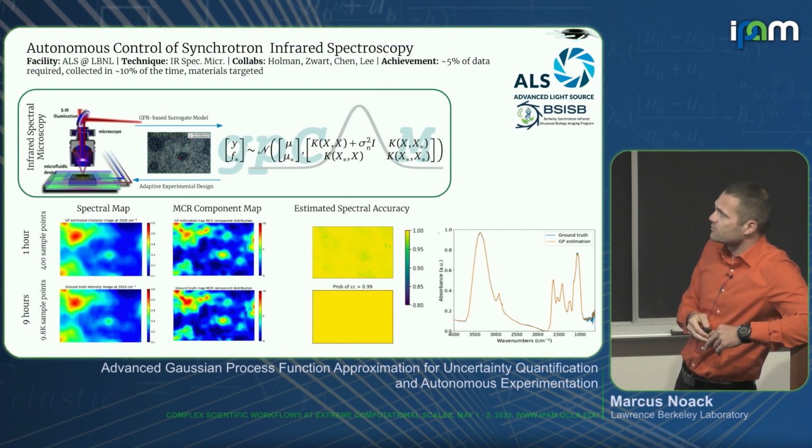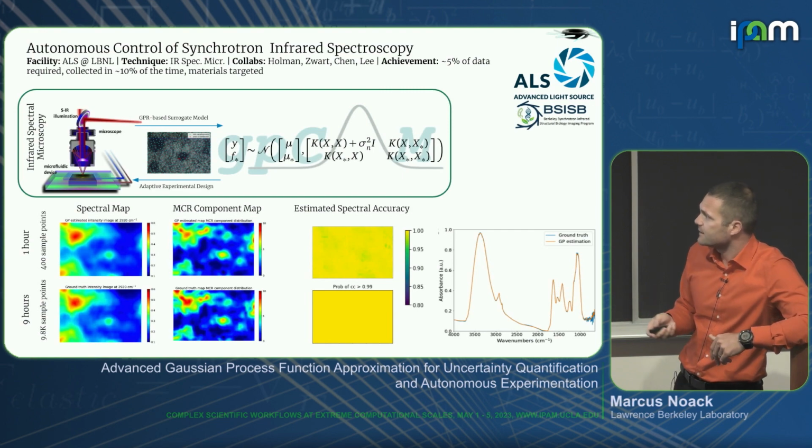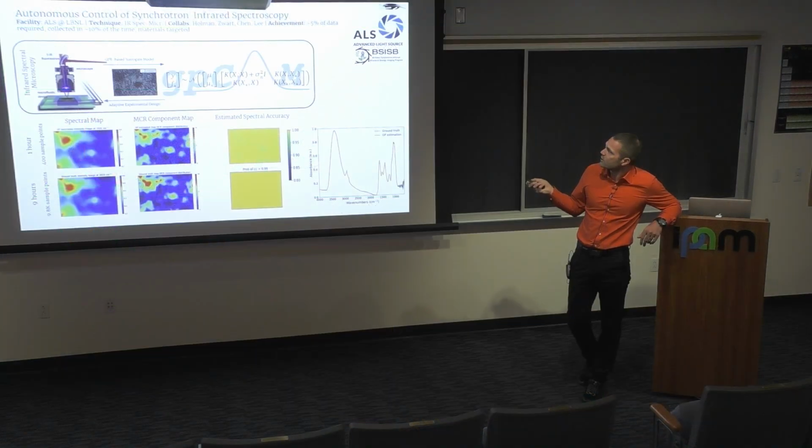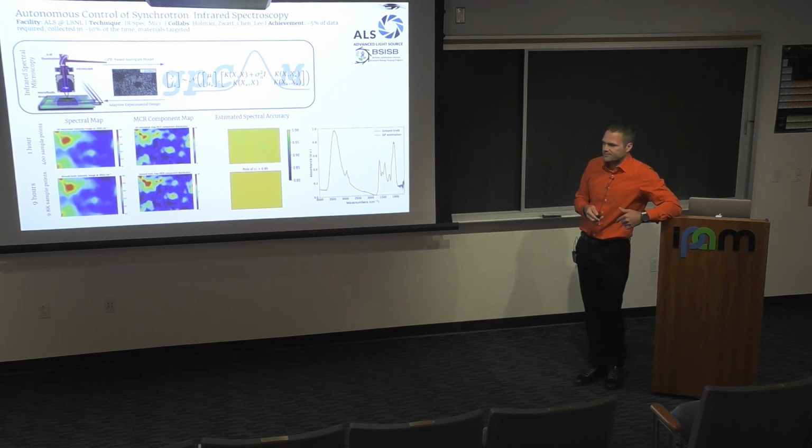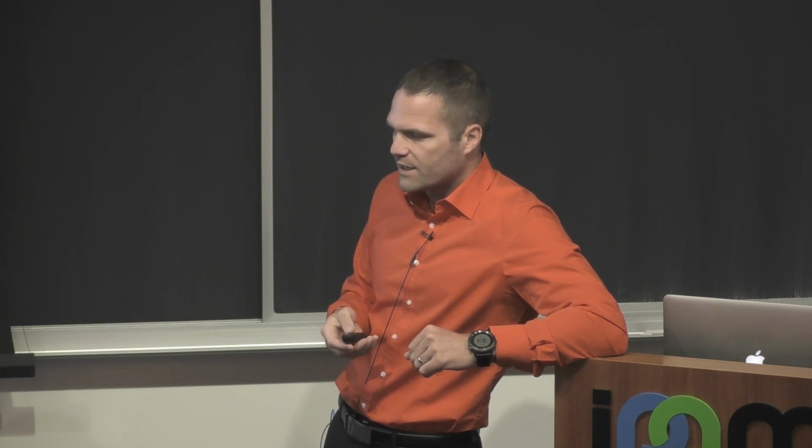And again, we see that the advantage of using it is similar here. We have about 5% data collection in about 10% of the time. And again, same story here. This is now available to users there. So autonomous experimentation is certainly a great motivation to look into this kind of UQ function approximation.